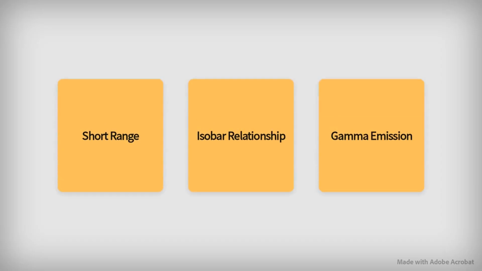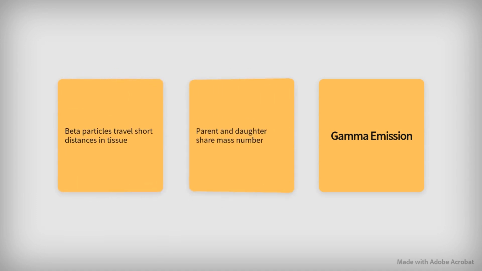Here's how beta decay unfolds. It produces short-range particles, maintains mass number, and can lead to gamma emission. Beta particles have a short range in biological tissue. In beta decay, the parent and daughter nuclei are isobars, meaning they share the same mass number. Excited states resulting from beta decay often decay further by emitting gamma rays.